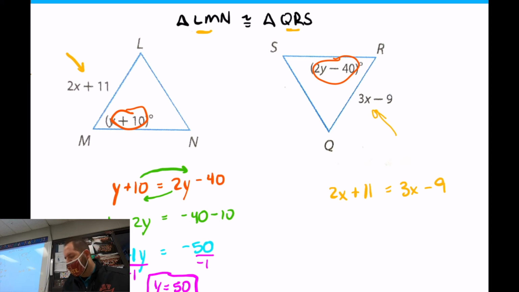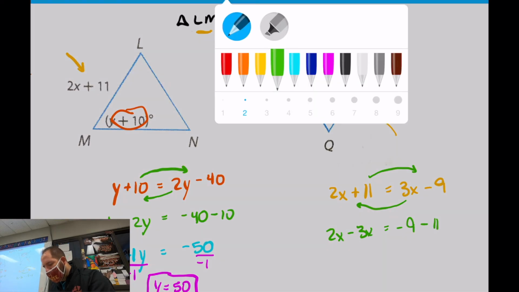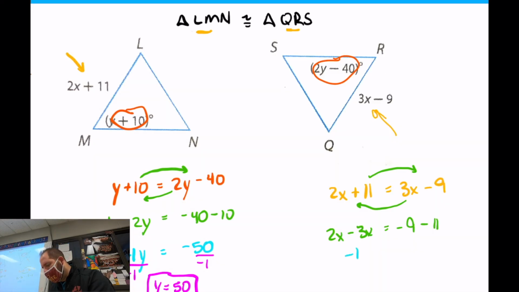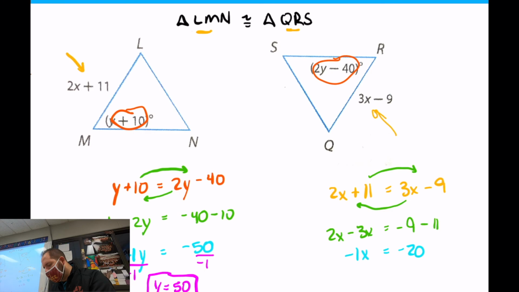Same exact work we just did in the last one. In fact, I'm going to do it the exact same way. Move the 11 across, move the 3x across, so 2x minus 3x. Subtract the 11 over. We get a negative 1x equals negative 20, and divide by negative 1. X turns out to be 20.